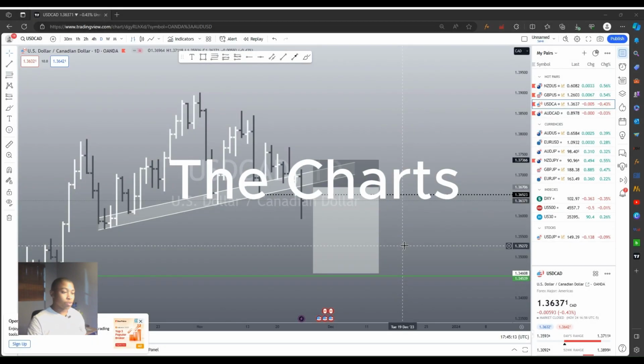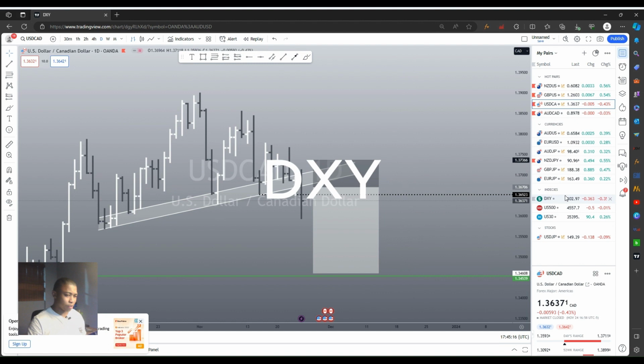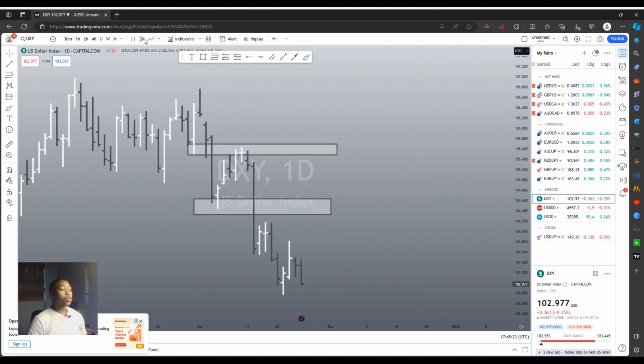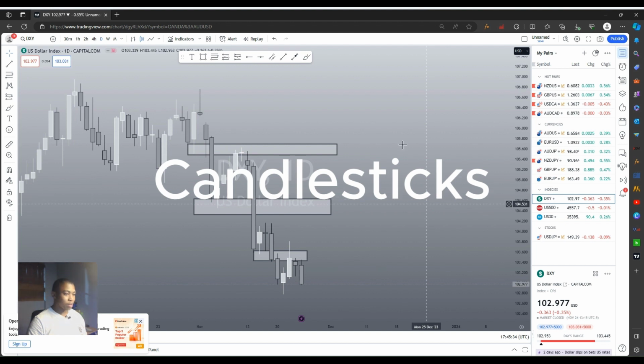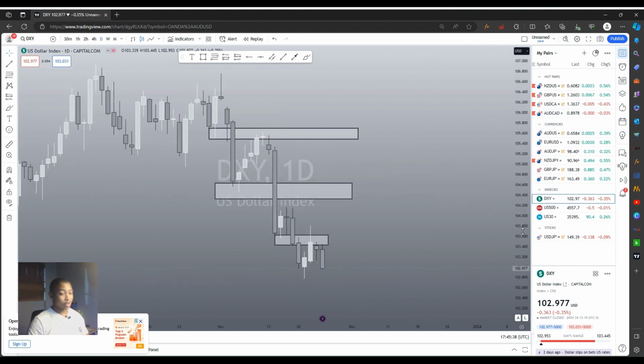Okay, hopping to the charts. So as always, we start off with DXY. Okay, so guys, I read a comment down in the comment section, and that comment said my chart is not user friendly or it's not student friendly, so I'm going to change it to candles. Okay, I get it. It's just that I'm used to trading that way.